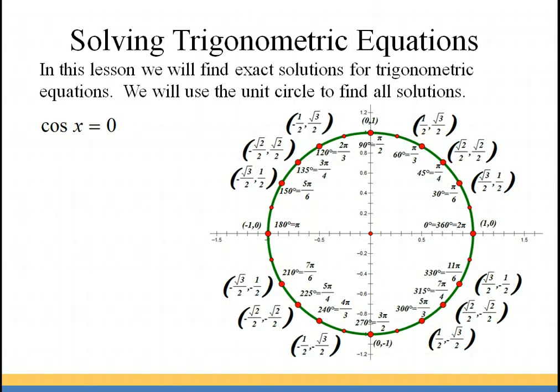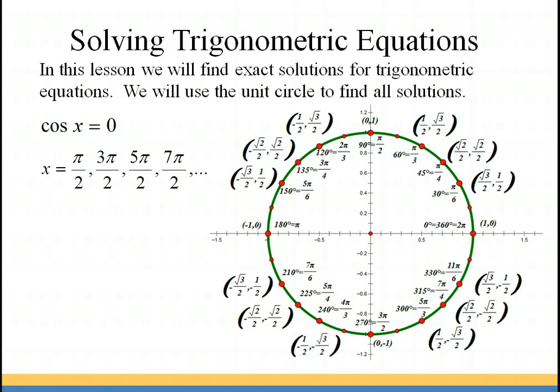So we're going to start off with the cosine of x equals 0. You're going to look on your unit circle for where your cosine is 0. Remember that your x-coordinate represents your cosine and your y-coordinate represents your sine. So that means that the cosine of x is equal to 0 when x is equal to pi over 2 or 3 pi over 2.